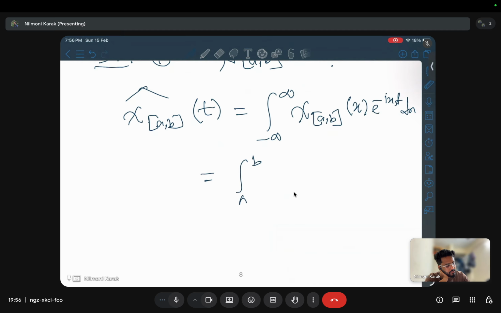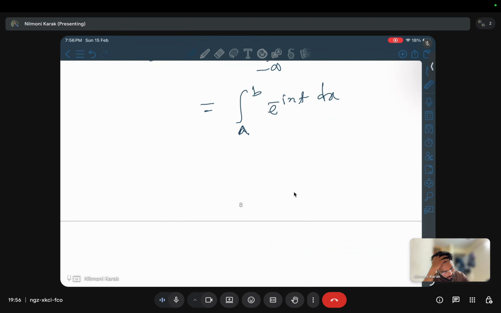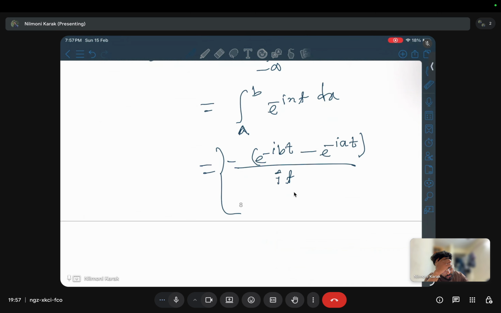So the integral from a to b of e to the power minus ixt dx, and you can write it as e to the power minus ibt minus e to the power minus iat, divided by minus it, if t is not equal to 0. But if t equals 0, then it is only b minus a.